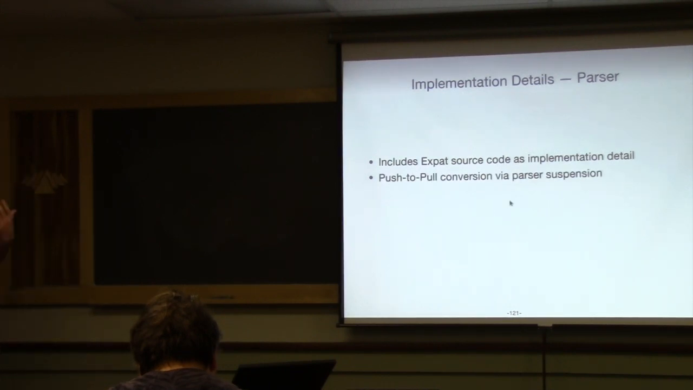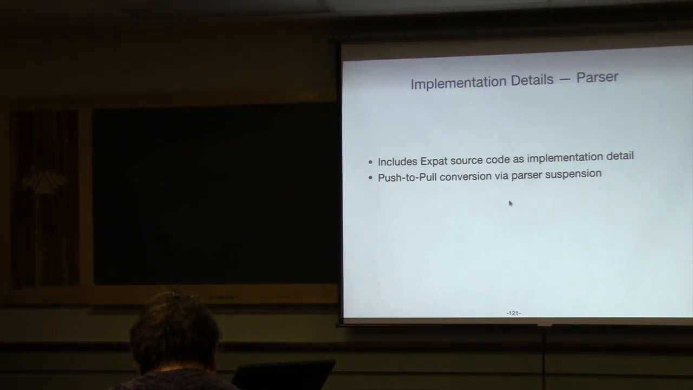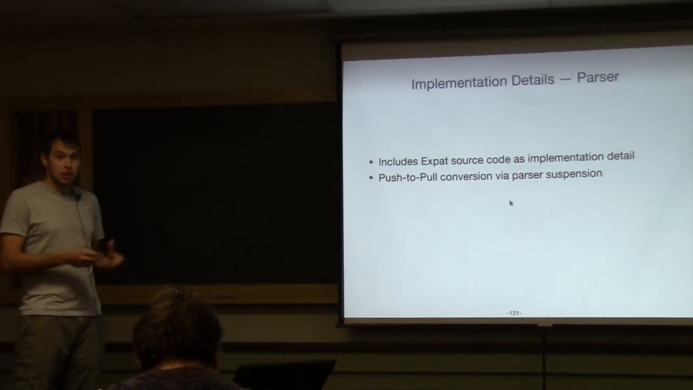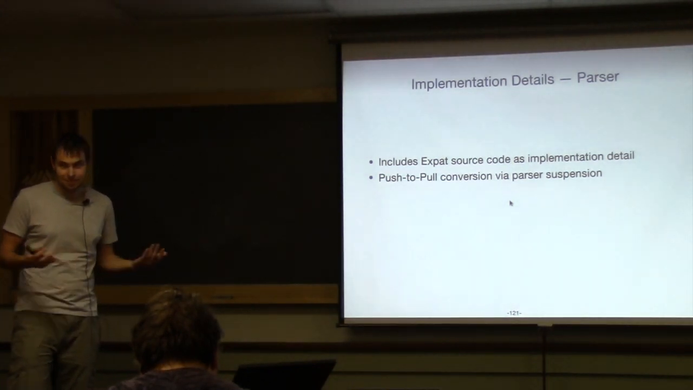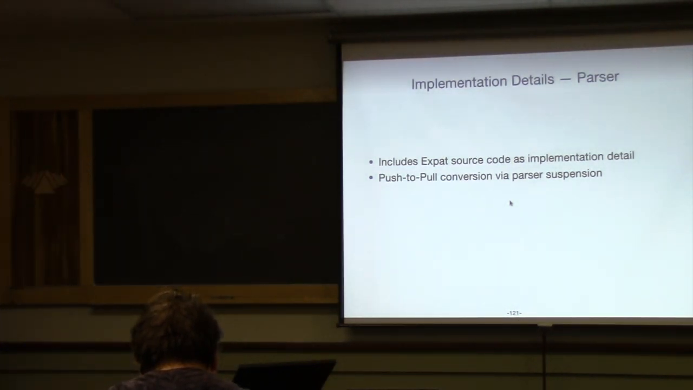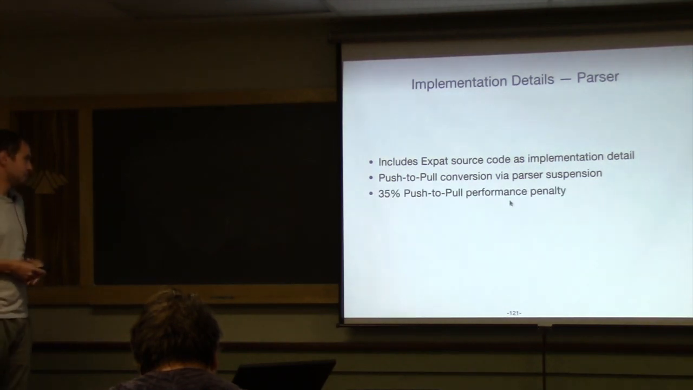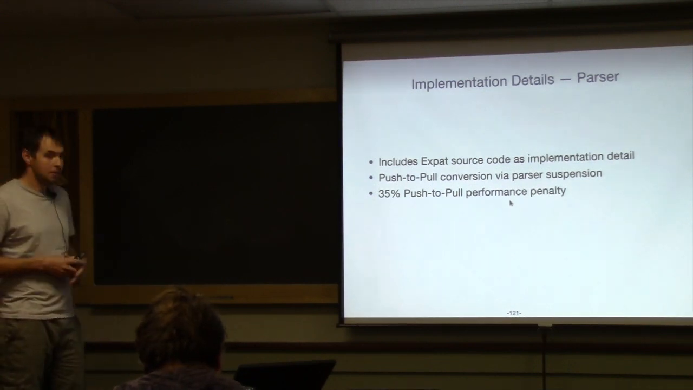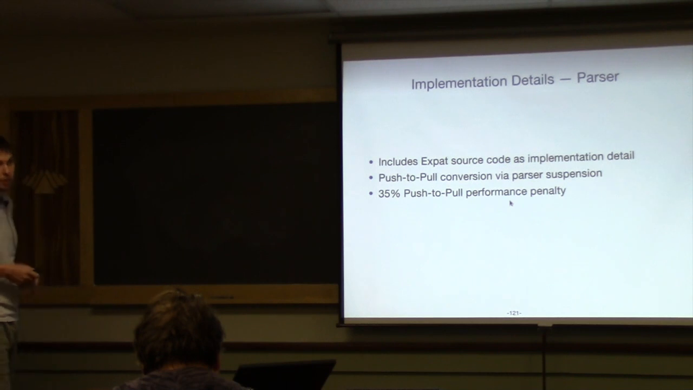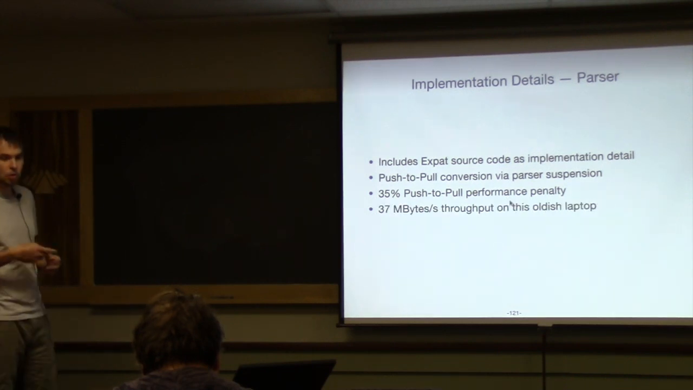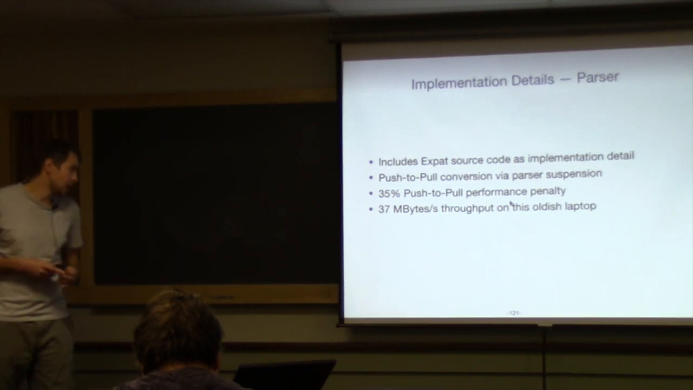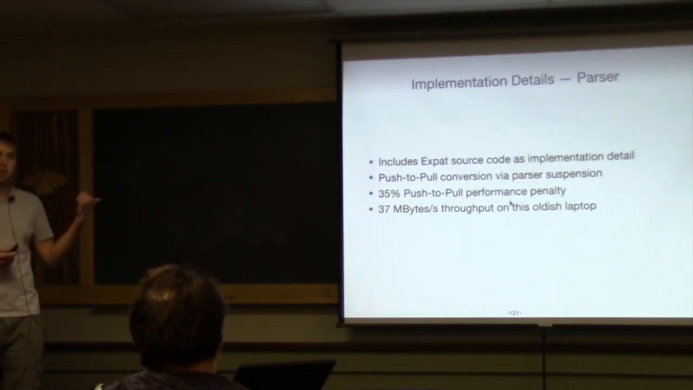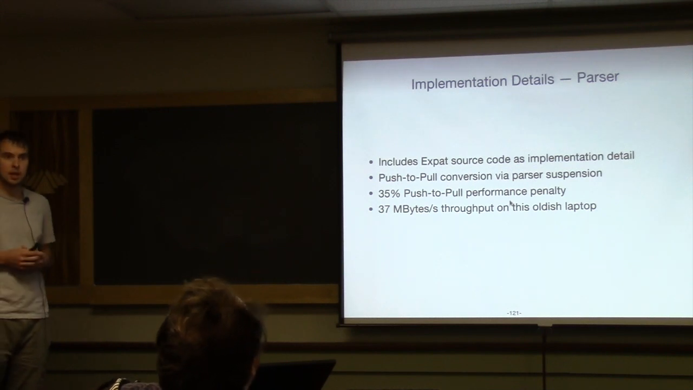Okay, anyone want to ask the question? Valid question: how well does that perform? So what's the cost of jerking expat like that? Well, the performance hit from suspending the parser all the time is about 35% of expat's performance, which is not negligible, but not the end of the world either. On this 4-year-old laptop, I get about 37 megabytes per second throughput with all the name splitting and string construction in.